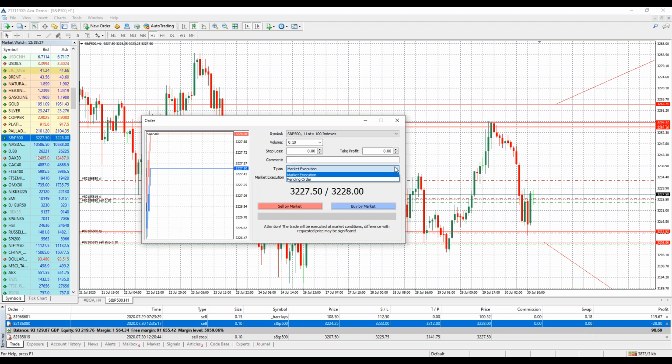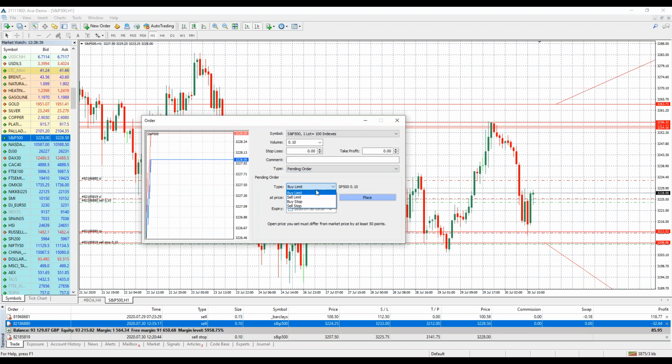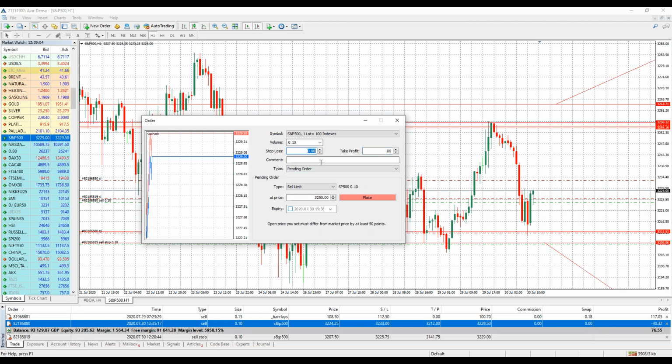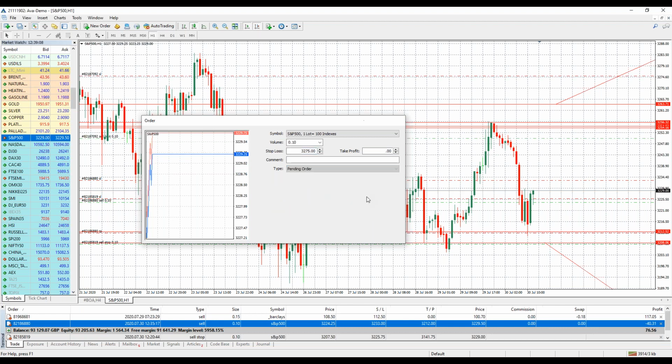I can easily put a sell limit up here, let's say 32.50. I can risk just a little bit, 32.75, place. Oops, what did I do wrong? Sell limit. I mistyped something, 32.50. Oh, I put take profit. I meant to put stop loss.